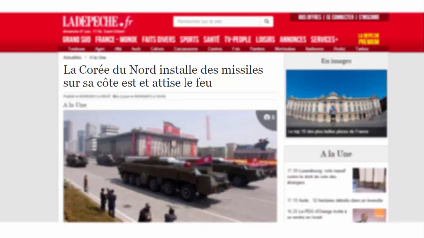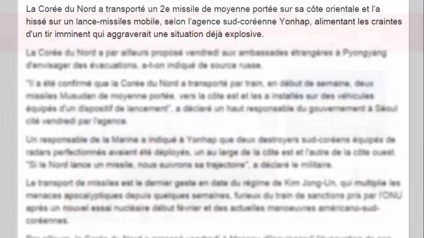Okay, so this is a story from 2013. Of course, it's a little bit out of date now, but it has a lot of present participles in it, so we're going to read it anyway. So we begin with the following extract. La Corée du Nord a transporté un second missile de moyenne portée sur sa côte orientale et l'a hissé sur un lance-missile mobile, selon l'agence sud-coréenne Yonhap, alimentant les craintes d'un tir imminent qui aggraverait une situation déjà explosive.